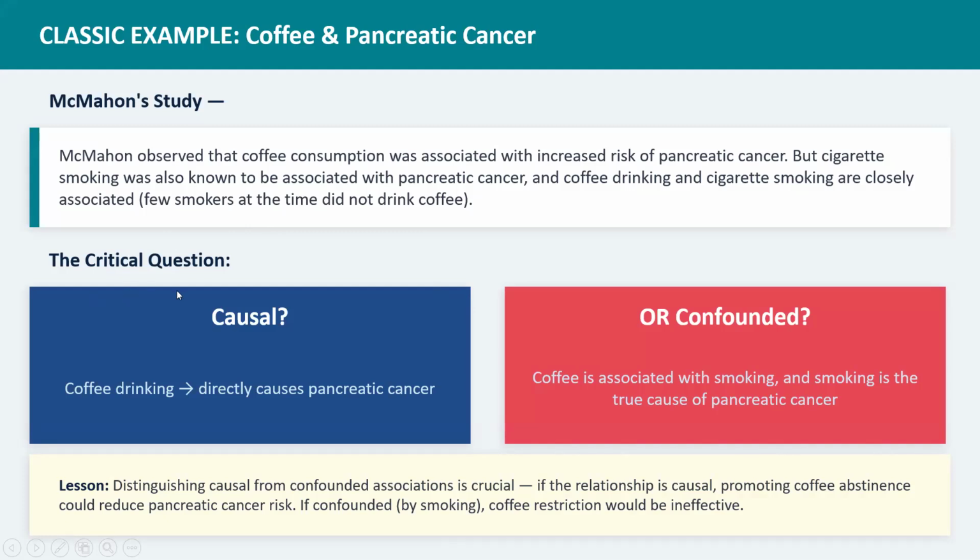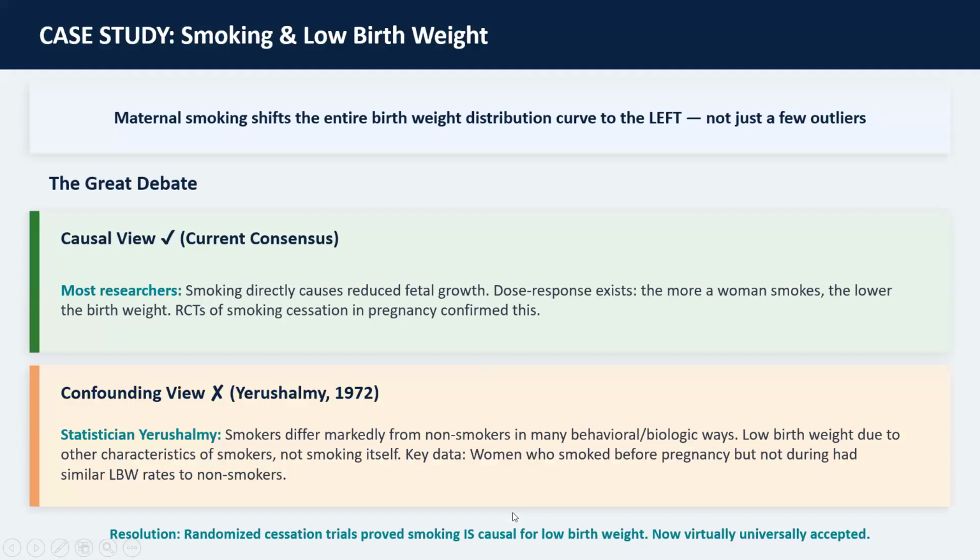So the critical question of this study was: does coffee drinking directly cause pancreatic cancer, or is it confounding? Coffee is associated with smoking, and smoking is the cause of pancreatic cancer. So distinguishing causal from confounding association is crucial. If the relationship is causal, promoting coffee abstinence could reduce the pancreatic cancer risk. If confounded by smoking, coffee restriction would be ineffective.